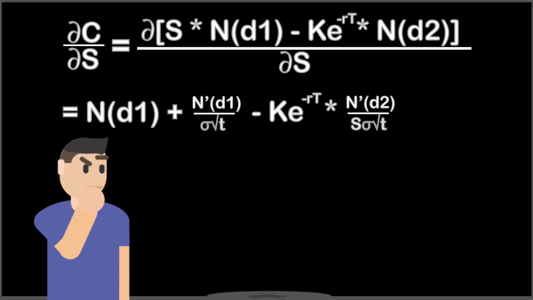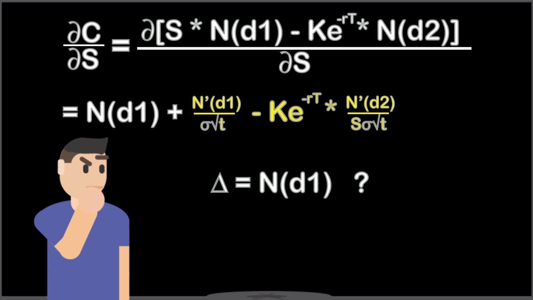But hold on, what's this equation? Didn't we already say that delta is equal to just the first part, n d1? What's the rest of the equation? Do these terms secretly cancel out and we're left with just n d1? The answer is no, not really, but these terms are incredibly small. So small, in fact, that they are virtually zero.